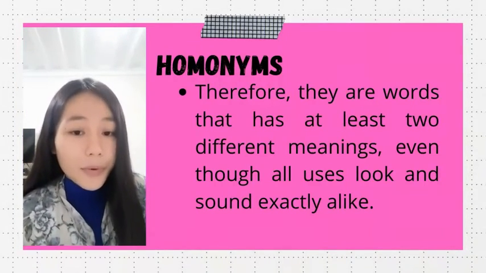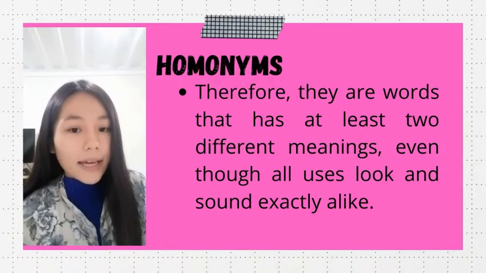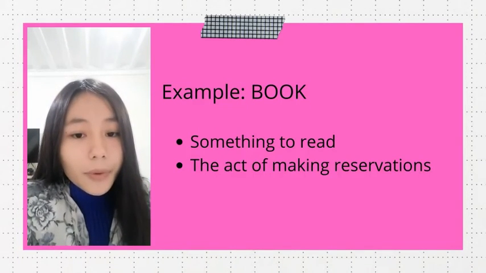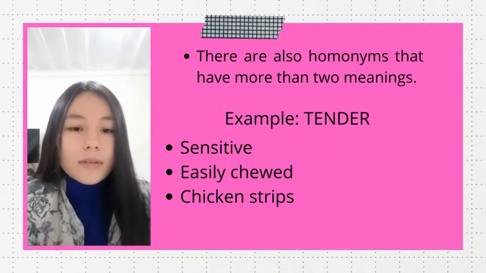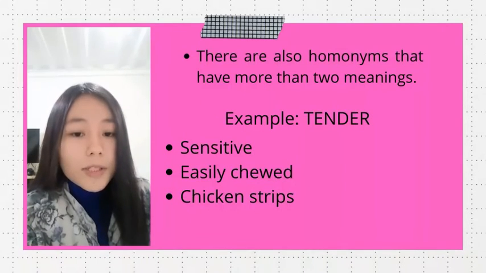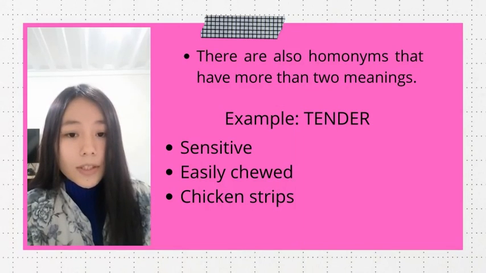Therefore, a homonym is a word that has at least two different meanings, even though all uses look and sound exactly alike. For example, the word book, which can mean something to read or the act of making a reservation. There are also homonyms that have more than two meanings. For example, the word pen can also mean sensitive, or it can be easily chewed, or even refers to chicken strips.